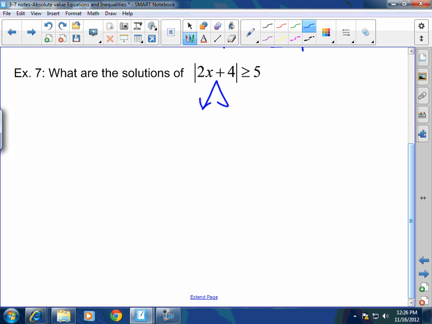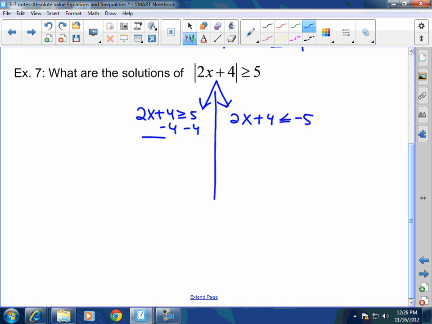I got my absolute value alone, so I'm going to split up into my positive and my negative side. Positive side, mirror image. 2x plus 4 is greater than or equal to 5. Negative side, you multiply the non-absolute value side by a negative. So that becomes less than or equal to negative 5. Excuse me, subtract 4 to both sides. 2x is greater than or equal to 1. Divide by 2. X is greater than or equal to 1/2.